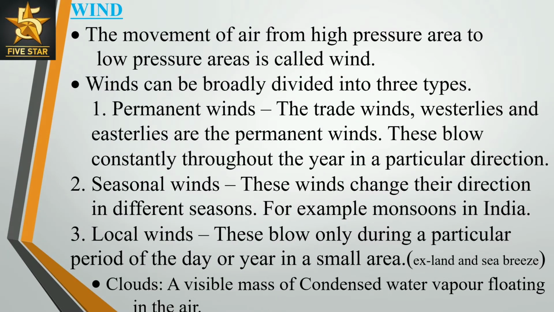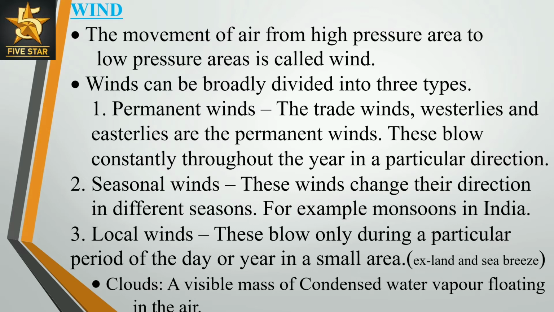Wind. The movement of air from high pressure area to low pressure area is called wind. Winds can be broadly divided into three types. 1. Permanent winds. The trade winds, westerlies and easterlies are the permanent winds. These blow constantly throughout the year in a particular direction.